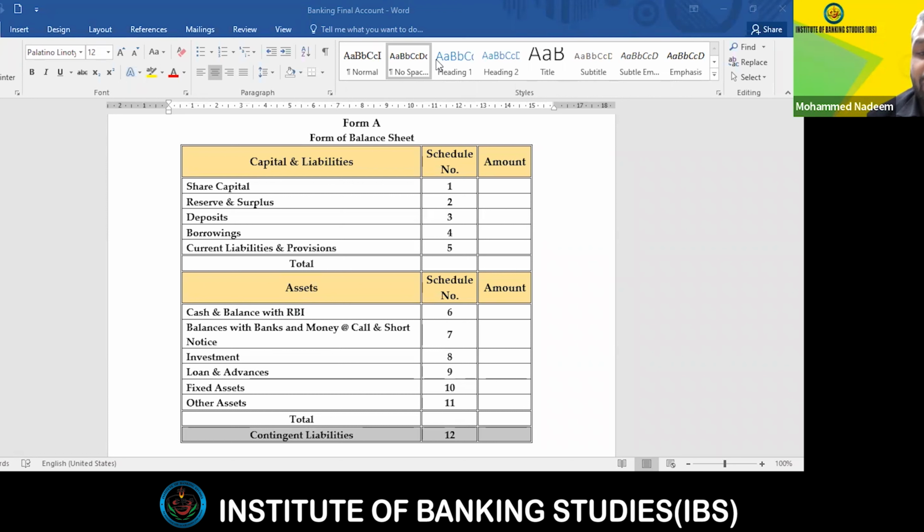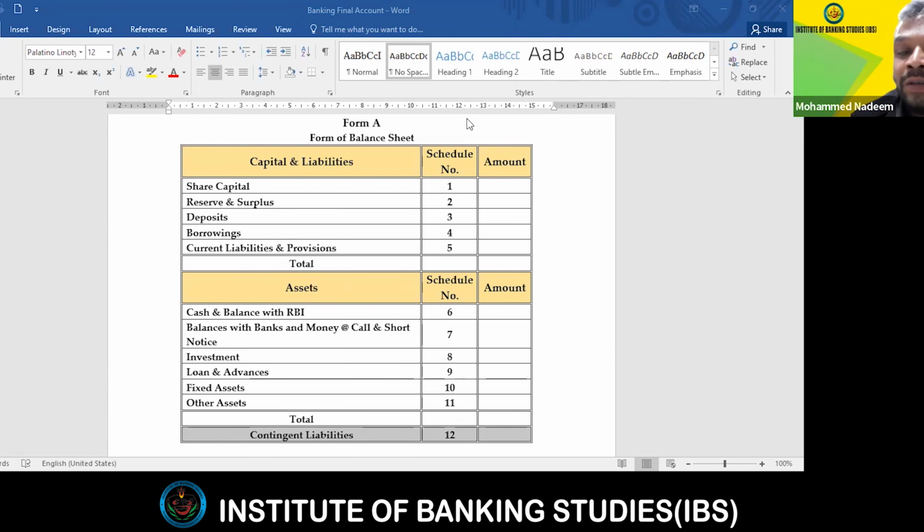Next you have got balance with banks and money at call and short notice. Like borrowings, what did I tell? We are taking money from another branch. At the same time, you are giving money to the other branch, right? That will be here, balance with bank. Any confusion in this? Borrowings means taking money from another branch. Balance with other banks means we have given money to the other branch.